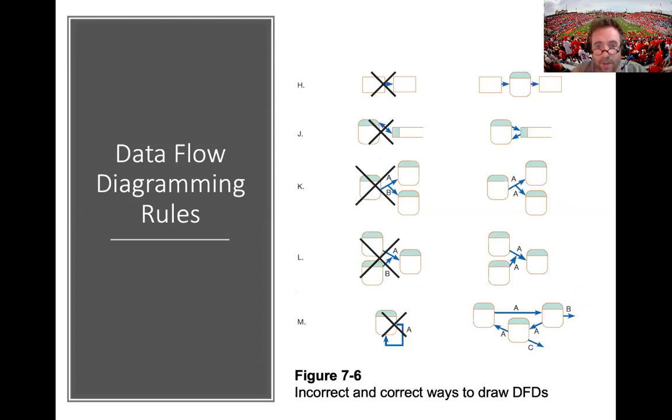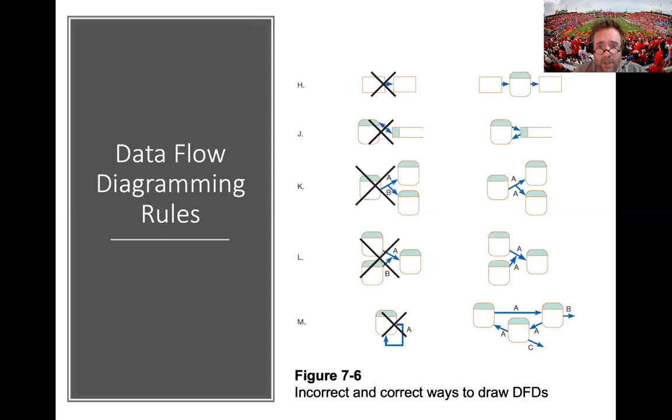You can't have a bidirectional data flow from a process to a data store and back again. You've got to have two distinct flows of data. So per J, you don't have a bidirectional arrow, you have different data flows.